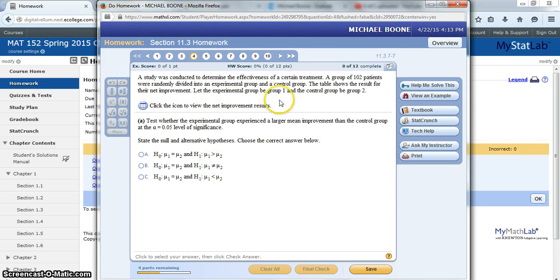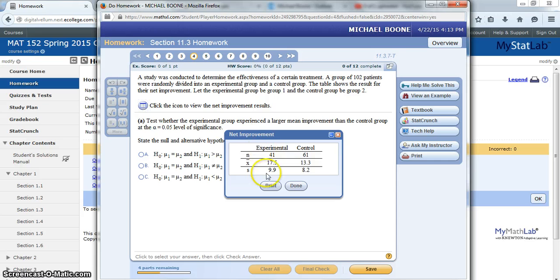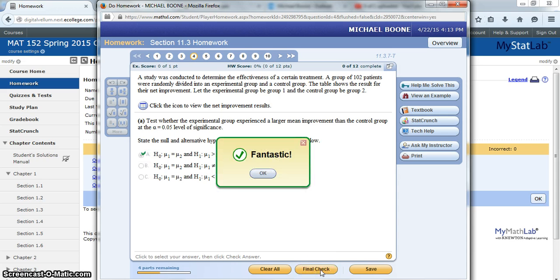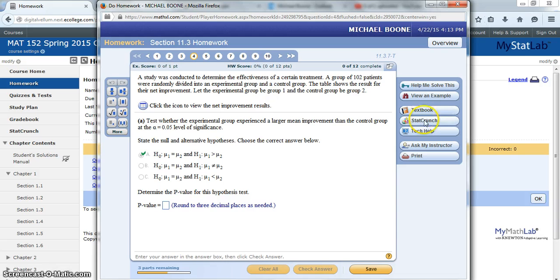But the first thing: test whether the experimental group experienced a larger mean. So when we look at this, my experimental one was my group 1. I want to see if my mean 1 is larger than my mean 2, my control. So we have to be very careful when selecting these. The first is that the means are equal to each other. And if mean 1, group 1, is my experimental, I want to see if it's greater than mean 2. So I will check that. Find the p-value. So now I'll go to StatCrunch.